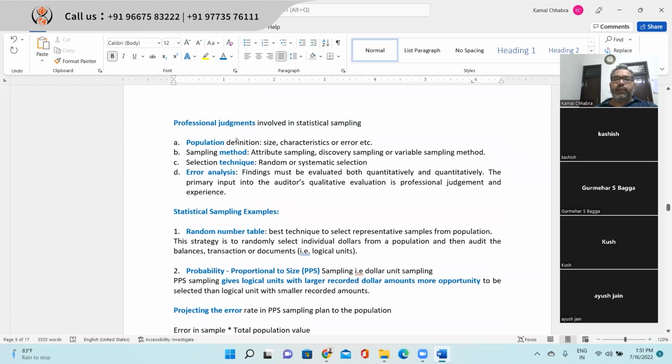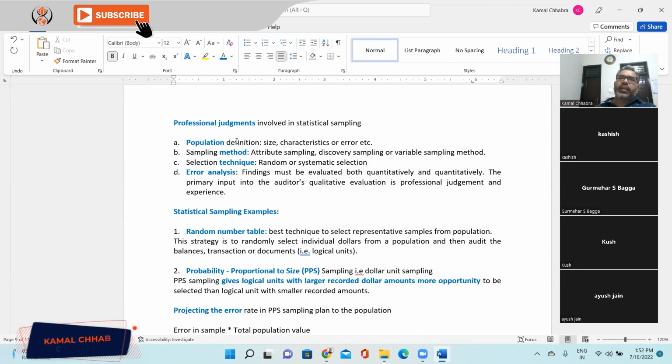Professional judgment involved in statistical sampling. When you are planning to select the sample by using statistical sampling technique, what all things you need to be considerate of? First one is population, right? Population means size of the account balance. If it is, let's say, $1 million transactions, or characteristics: is it purchase, is it sales, is it expenditure, is it assets, is it liability, and the possible error. So that is the population.